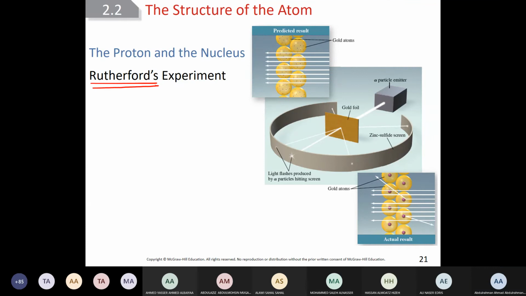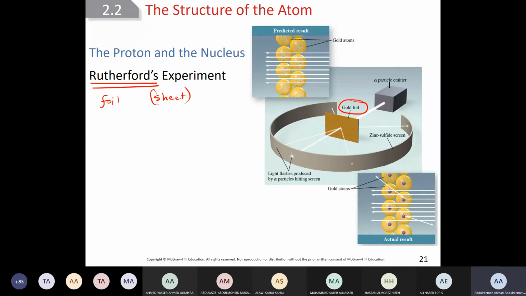Rutherford did the experiment which is known as the gold foil experiment. This is the name of the experiment. What's the name of the experiment? Gold foil experiment. Foil means sheet. Okay. Gold foil experiment. What did he do?